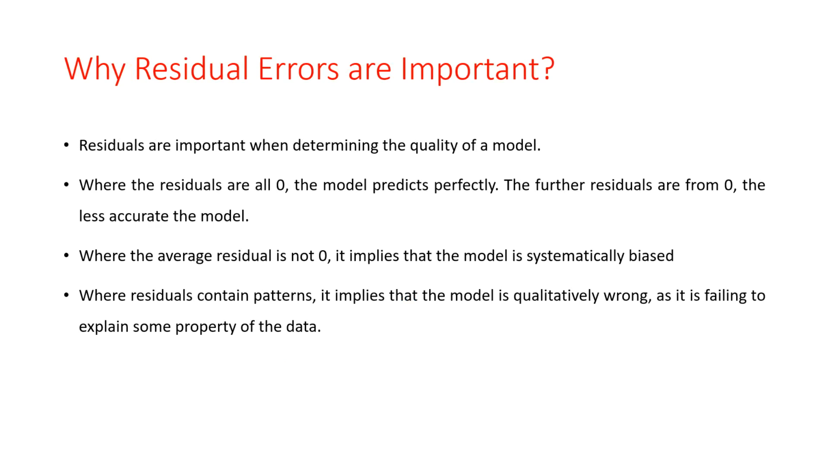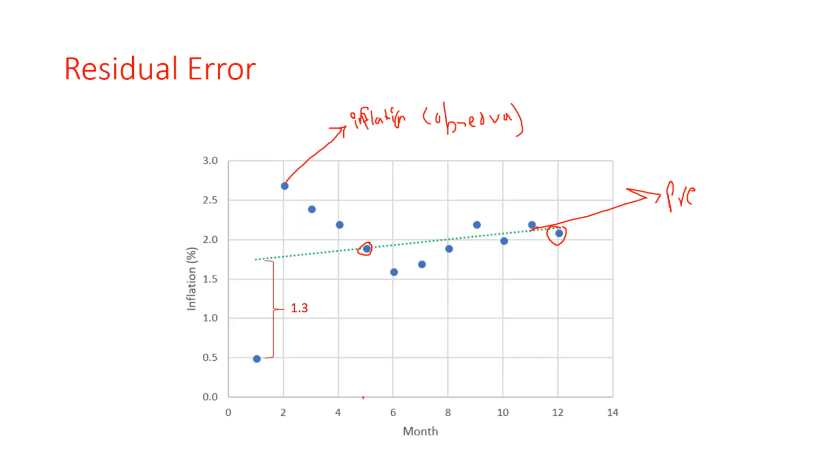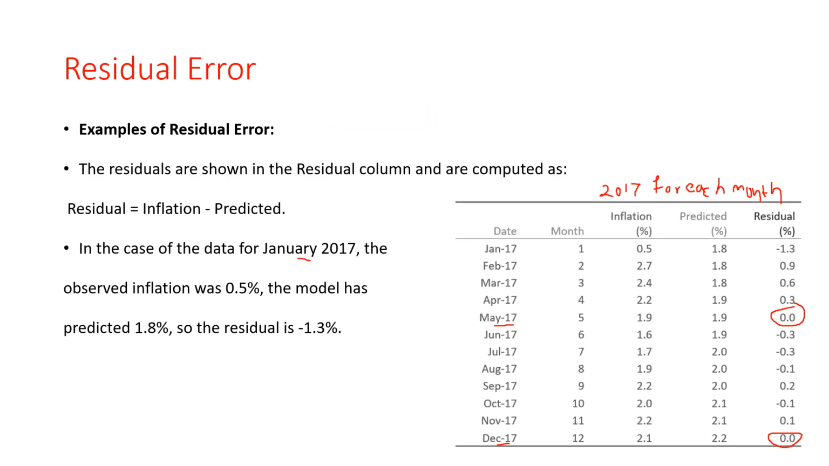Where the residual contains patterns, it implies that the model is qualitatively wrong, as it is failing to explain some property of the data. The existence of a pattern invalidates most statistical tests. So for that purpose we require the residual error. If we get the residual value 0, that means our model predicted perfectly. If we are not getting the value 0, whether less than 0 or greater than 0, the model is not perfect.